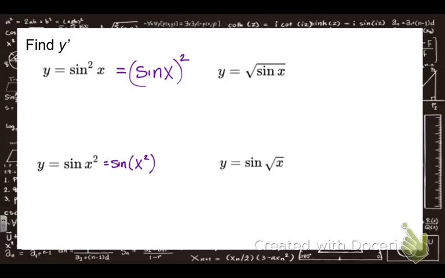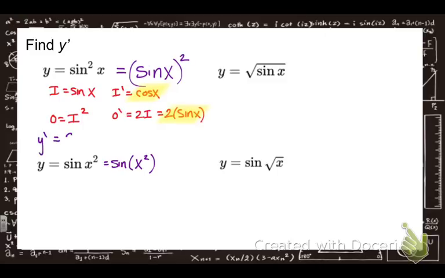So for this first one up here, the inside function is sine of x. The outside function is I squared. If I'm taking the derivative of the inside function, the derivative of sine of x is cosine of x, and the derivative of the outside function is 2I. And if I replace that with what I is equal to, that would be 2 times sine of x. Now, chain rule says to multiply the derivative of the outside times the derivative of the inside. Therefore, y prime is equal to 2 sine of x times cosine of x. Final answer.